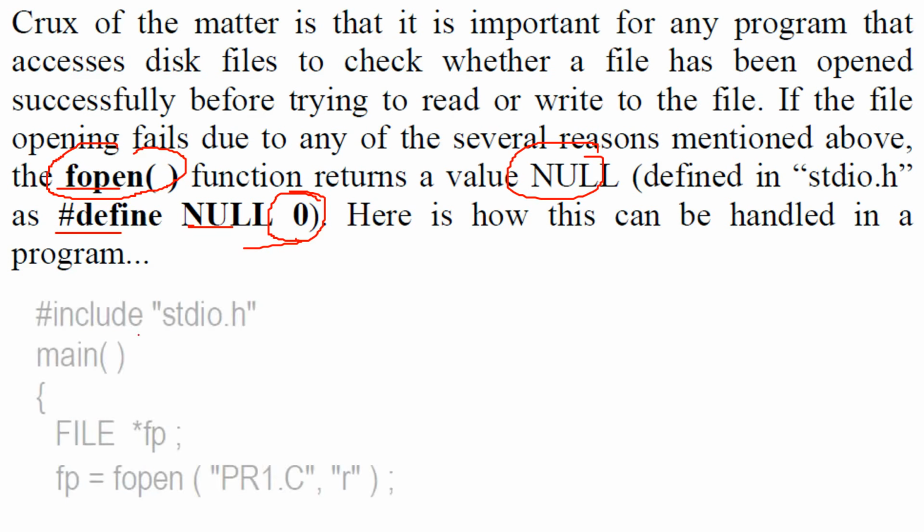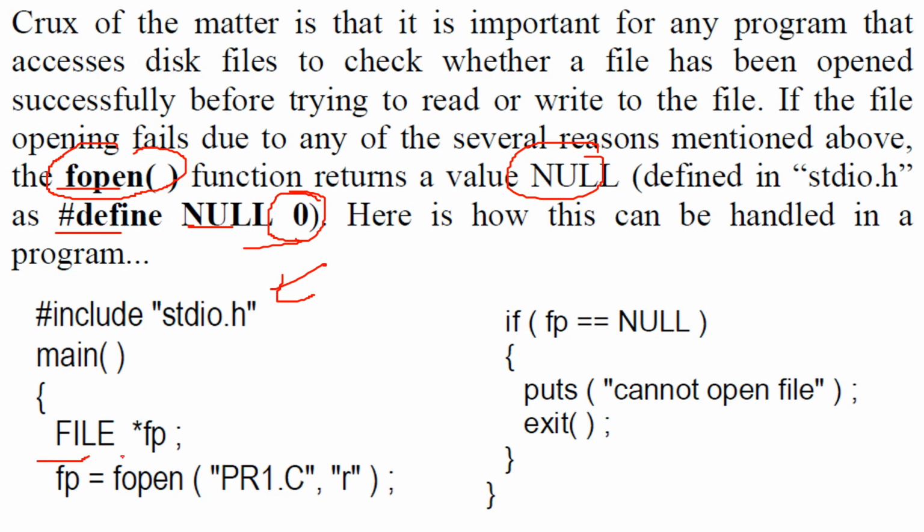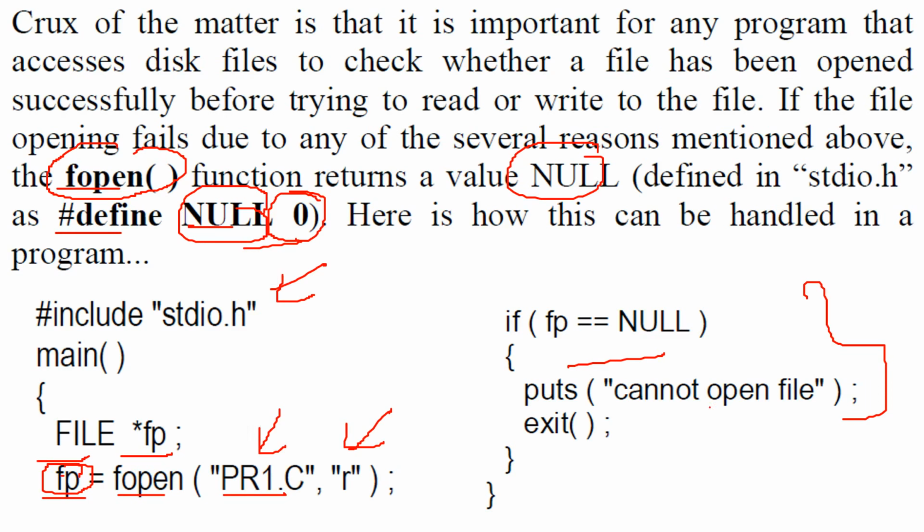So how to handle it? I'll show you one program. We are including stdio.h. We are having a file pointer. Now we are opening it with fopen, this is the name of the file, this is the mode. Now when we open, this fp will get some value. If it is NULL, that means we are not able to open the file, and for that we just have to exit.